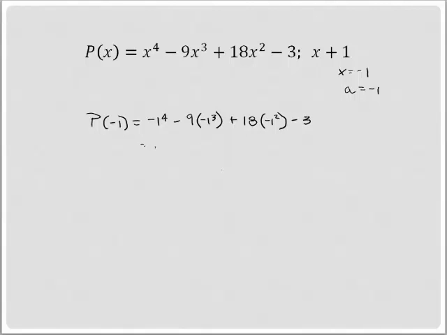Okay, let's see if I can break this down a little bit. Hopefully you've got your calculators out and you're checking me. This should be 9 plus 18 and minus 3. And if I add that all together, I'm going to get 25. No good. That's not what we wanted to see. It did not come out as 0. Therefore, this factor, x plus 1, is not a good factor for this polynomial because it has a remainder.